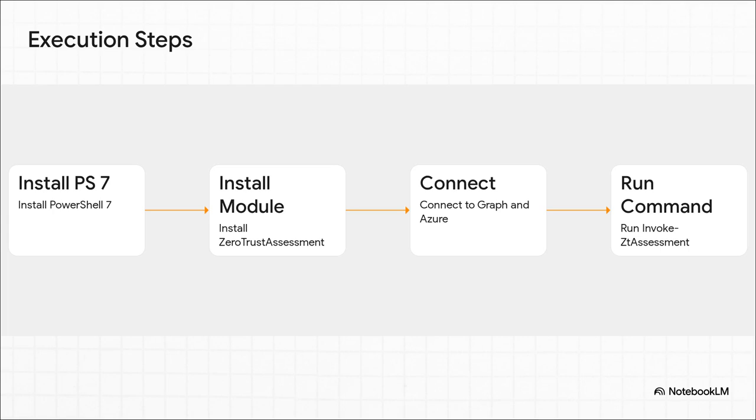Step 2. Install the Zero Trust Assessment module directly from the PowerShell gallery. Step 3. Run the connection command to authenticate against Microsoft Graph and Azure. A quick browser window will pop up prompting you to sign in. And finally, Step 4, where the magic happens. You just run the command Invoke-ZTAssessment.